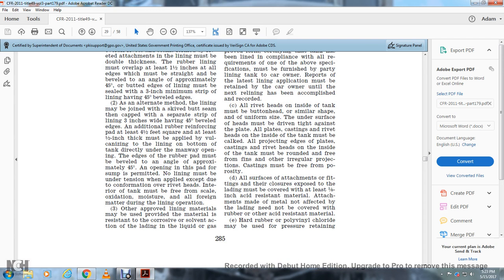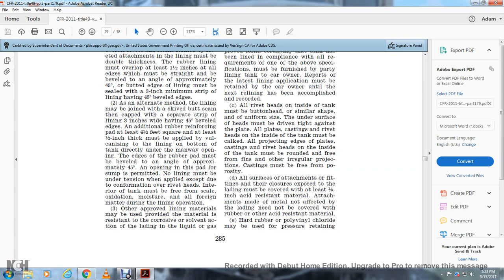All rivet heads inside the tank must be button head, similar in shape of uniform size, but the undersurface of the head must be driven tight against the plate. All plates, castings, and rivet heads inside of the tank must be caulked, and all projecting edges of the plates and castings and rivet heads inside of the tank must be rounded, free from fins and other irregular projections. Castings must be free from porosity.